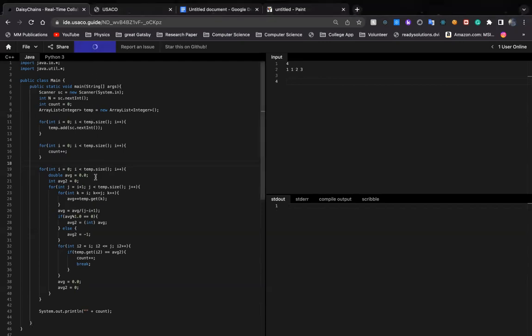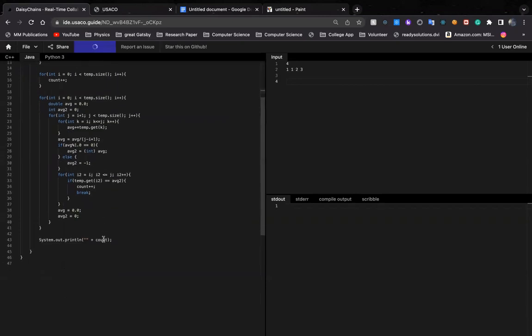So why is it not incrementing? I is less than temp dot size, correct? Did we add? Oh, guys, the problem is here. We don't know what temp dot size is. It's 0. It has to be n here. You see, so now we get 0.